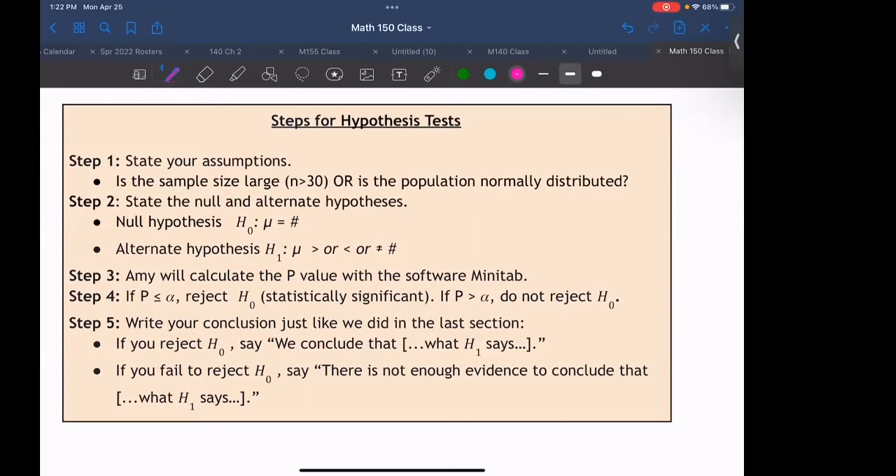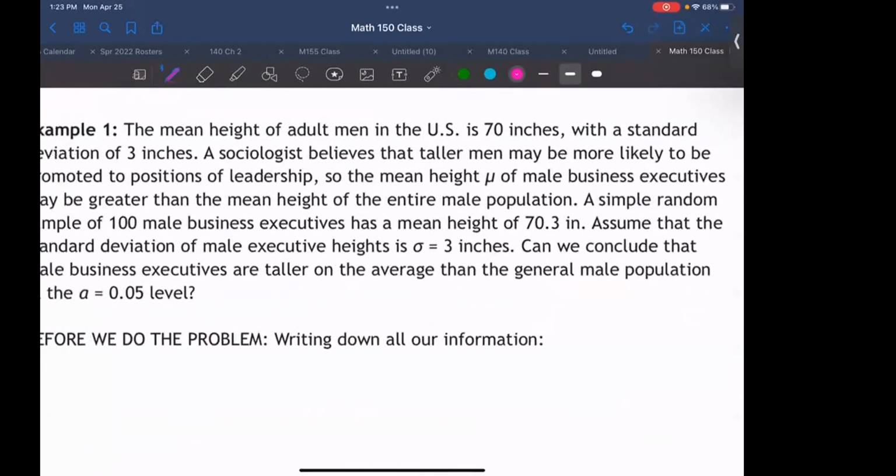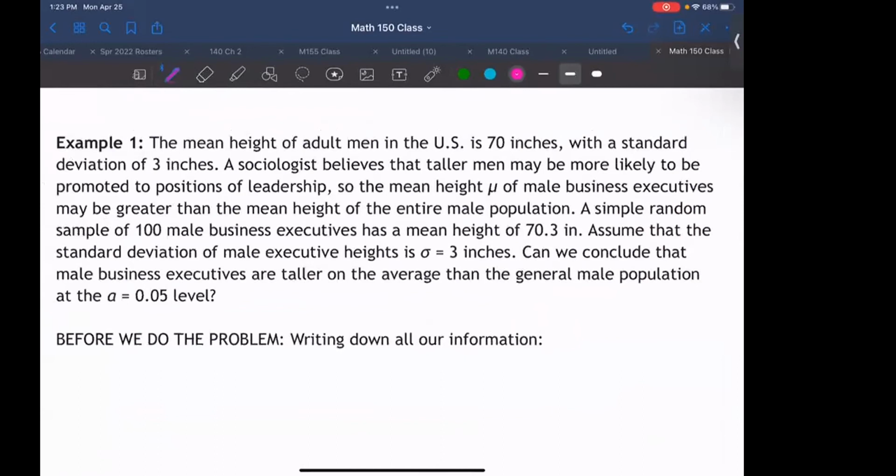So I'll do that. Step number 4, decide if we reject or fail to reject the null hypothesis based on our p-value and our alpha value. Step 5, we're going to write a conclusion saying we conclude or not enough evidence. Okay. Any questions before we try an example? All right. Now, the thing with these questions is they get very, very large, which I'm not a big fan of. But let's just see how this goes.